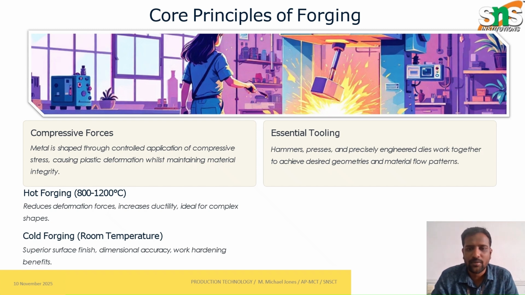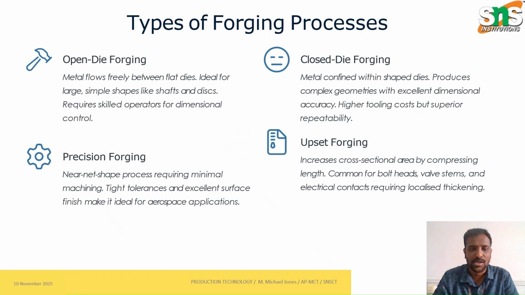The core principles are compressive forces and essential tooling. Compressive forces cause plastic deformation of the material while maintaining material integrity. Essential tooling means we use hammers, presses, or specially manufactured, engineered dies for forging. Unlike the extrusion process, in forging we have hot forging and cold forging. Hot forging is done at elevated temperatures and cold forging is done at room temperature.